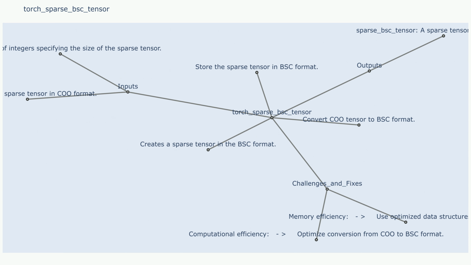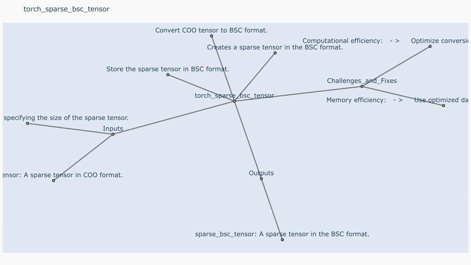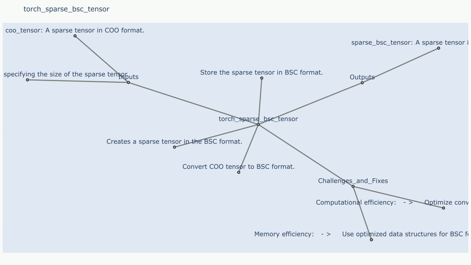Challenge 5. The indices input must be a 2D tensor of shape num_non_zeros, 2. Sample use case that resulted in challenge 5. If the indices input is not a 2D tensor of shape num_non_zeros, 2, the function will raise an error. Fixes to challenge 5. Ensure that the indices input is a 2D tensor of shape num_non_zeros, 2.